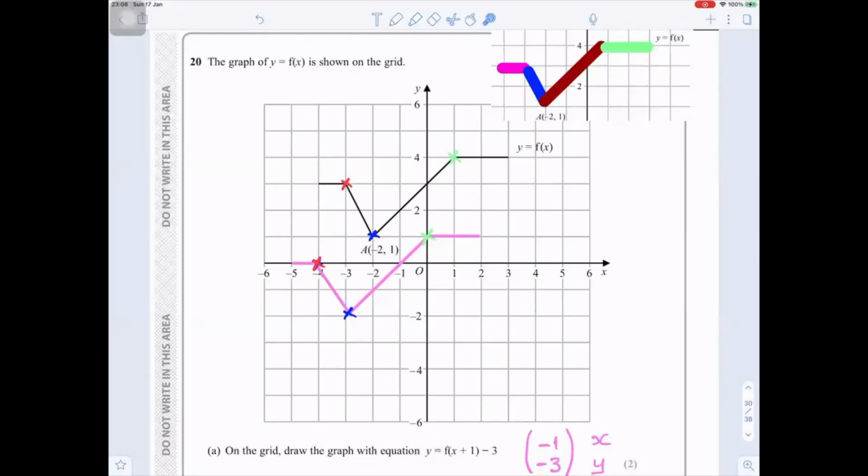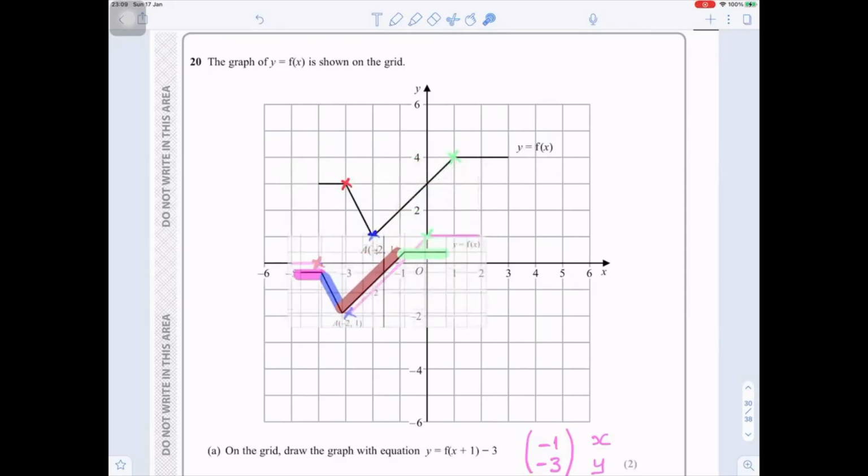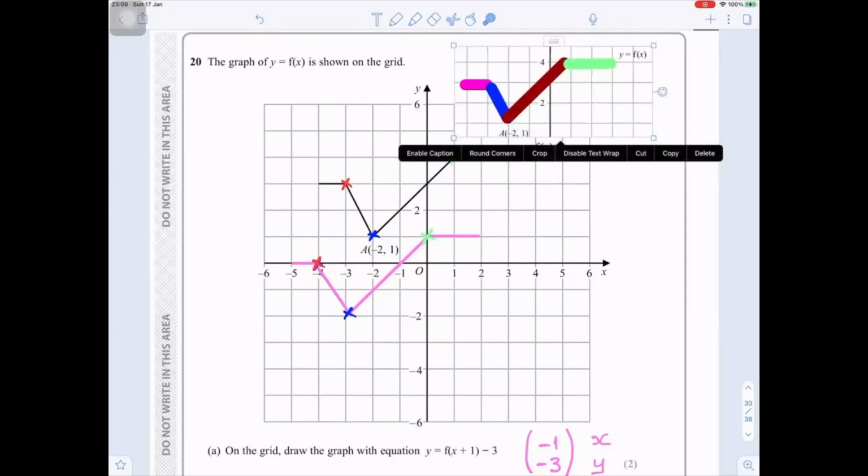Question number 20. The graph of y equals f of x is shown on the grid. On the grid, draw the graph with equation y equals f of x plus 1, minus 3. The plus 1 means you move it to the left by 1, and the minus 3 means you move it down by 3. So you go left by 1 and down by 3. So I'm going to animate it there for us to see. So this is where we start, and you move it left by 1 and down 3. 1, 2, 3. So that should fit. So you move it left by 1.